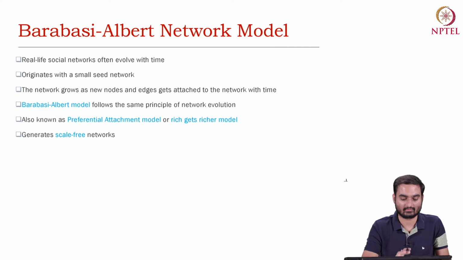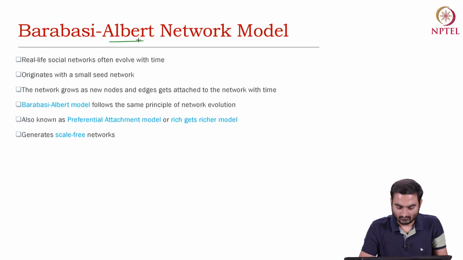network growth. It was proposed by Albert Barabasi and Reka Albert, and it is called the Barabasi-Albert model, or BA model. The BA model is the first model which explains the power law degree distribution of a network, and this is more realistic.